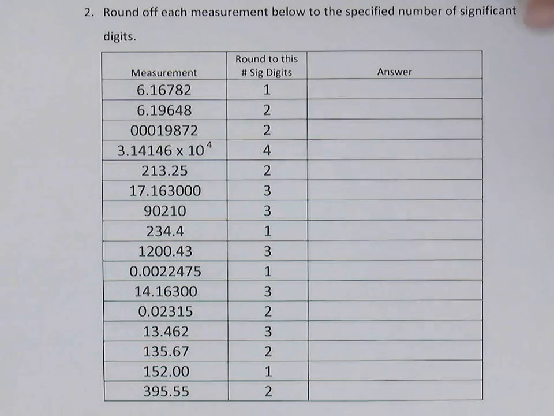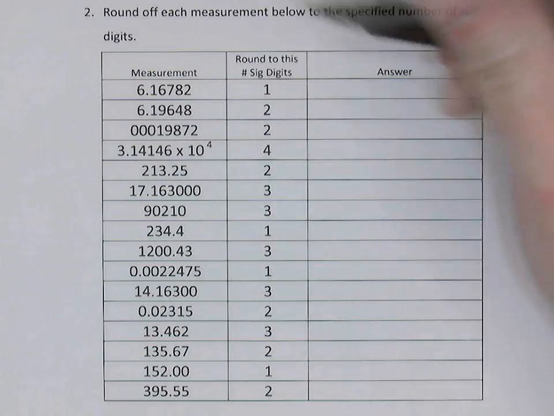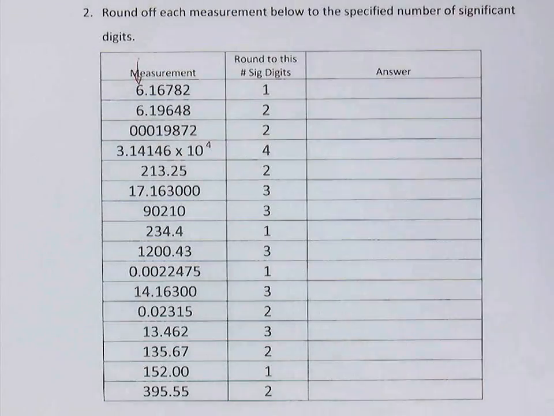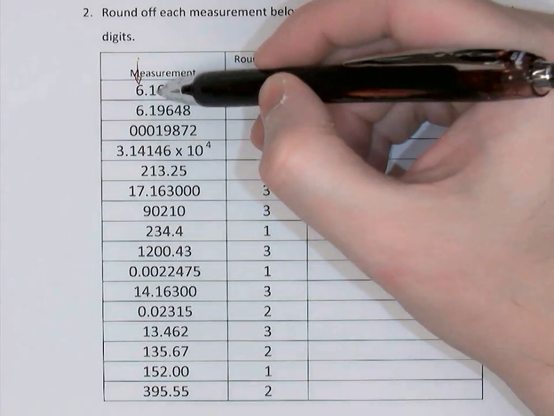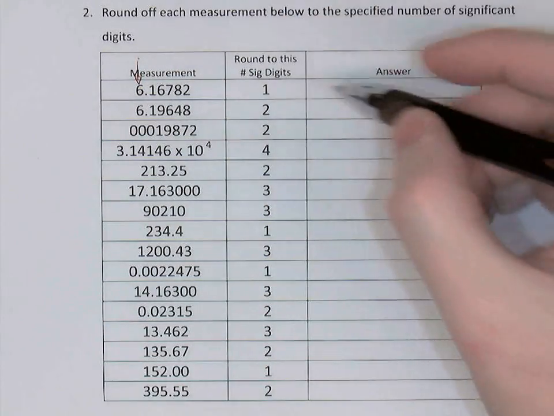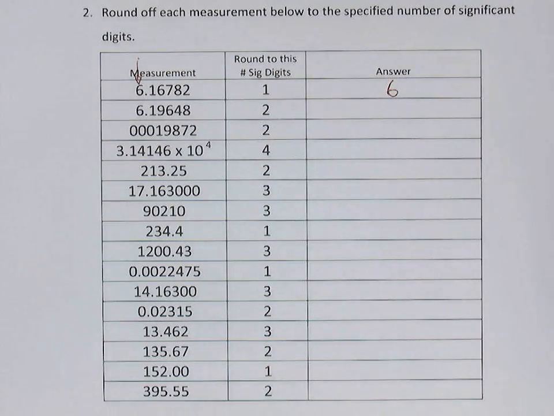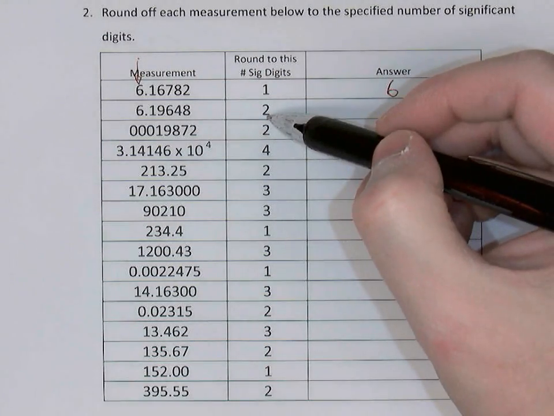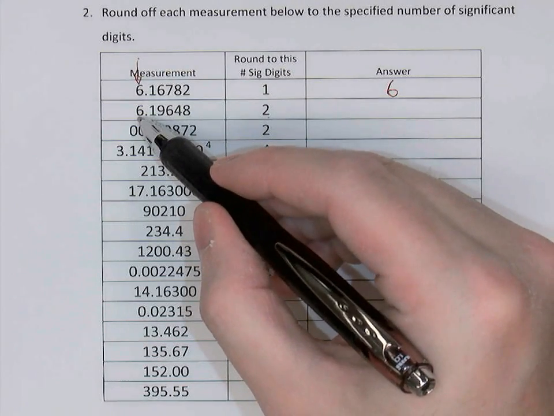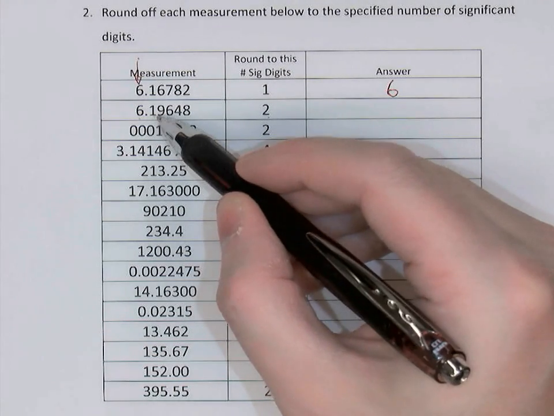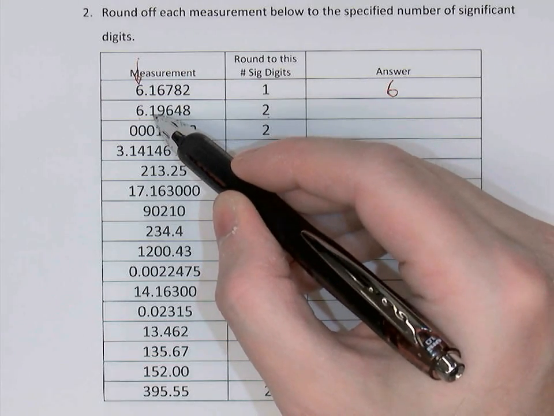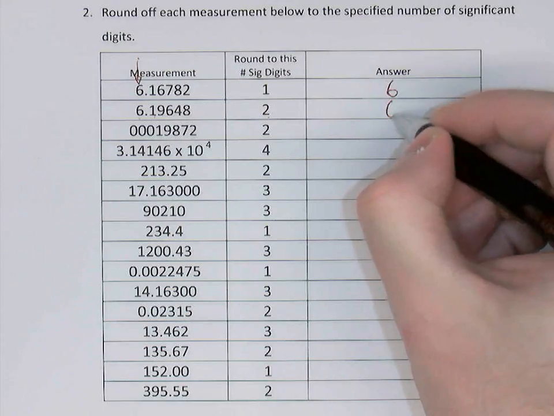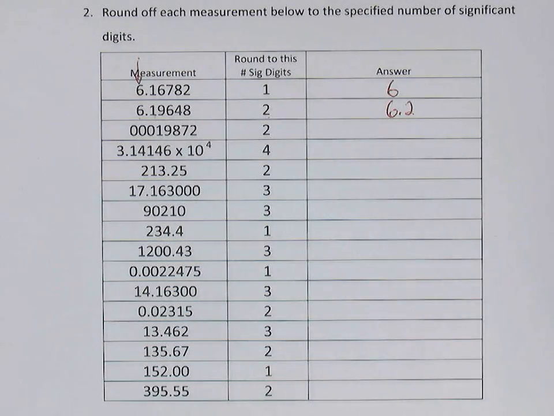6.16782 is on my calculator screen, but I need to round it off so it has only 1 significant digit. Therefore, just the 6 is going to be my significant digit. I'm looking at the digit that comes next, 6.1. The 1 is less than 5, so I'm going to round it off to just say 6. 2 significant digits, so I'm going to keep the 6 and the next digit. But when I look at the digit that comes next, I see a 9. That tells me to round the 1 up. So it's going to become 6.2.